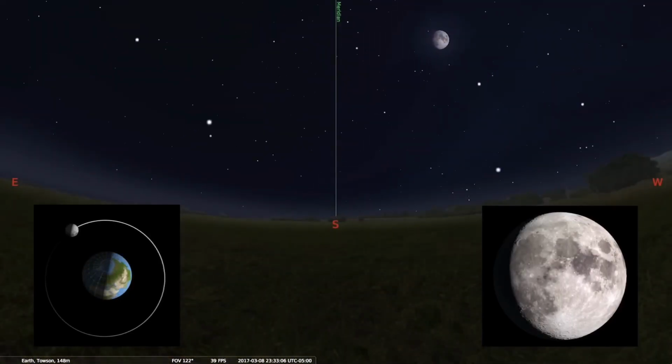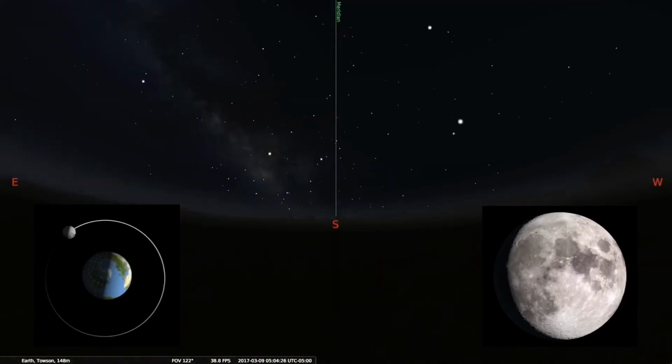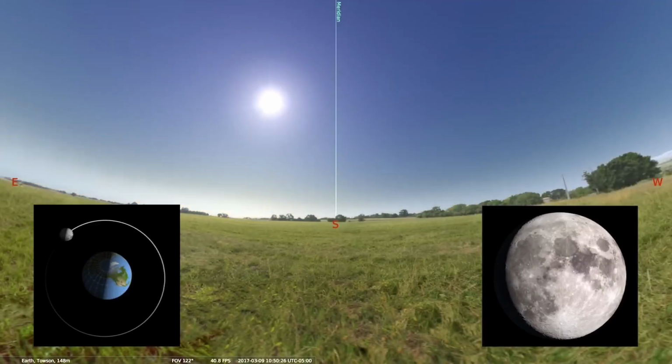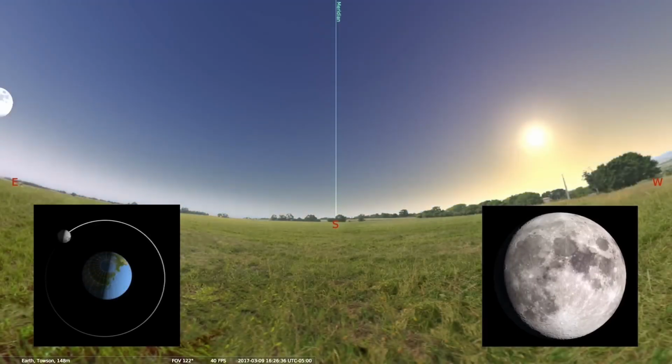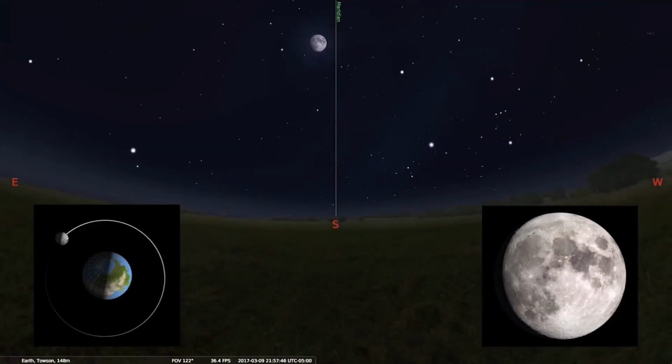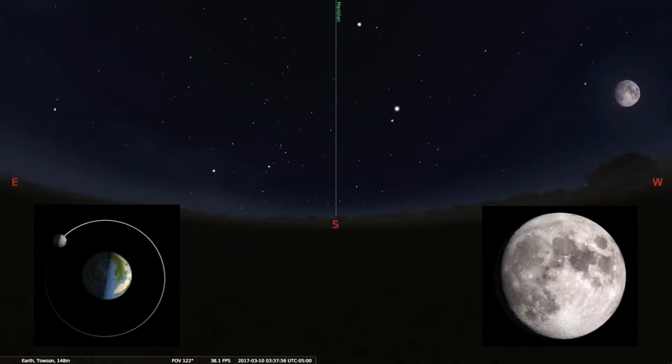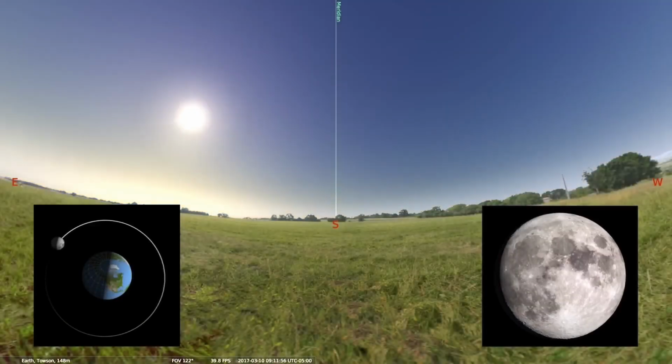Now, as we approach the full phase, notice that the moon is getting to the opposite side of the Earth. In other words, if you were standing, let's say, at the North Pole on Earth, you'd look in one direction and see the sun, and you'd look in the opposite direction and see the moon.